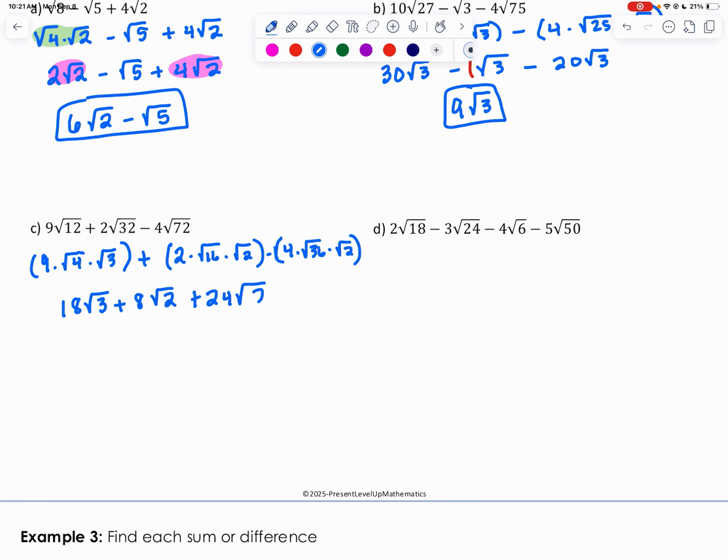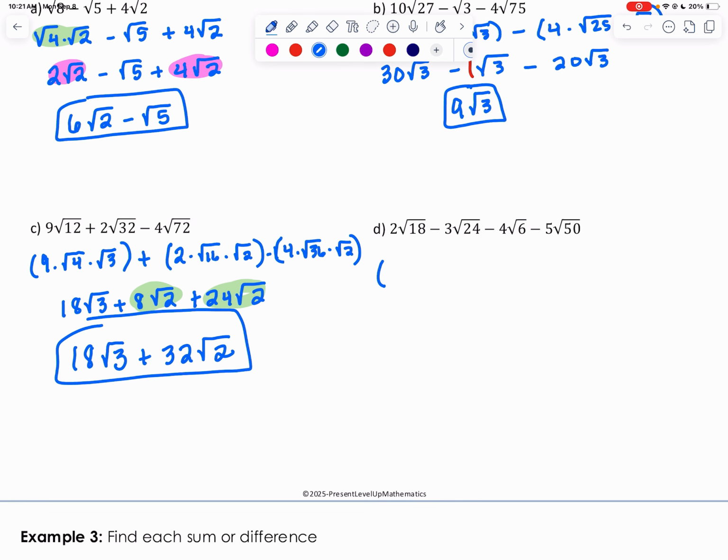square root 2. Now identify your like radicals, so I can combine this with this. So my final answer would be 18 square root 3 plus 32 square root 2. All right, pause the video and try problem D on your own. All right, let's see how you did.